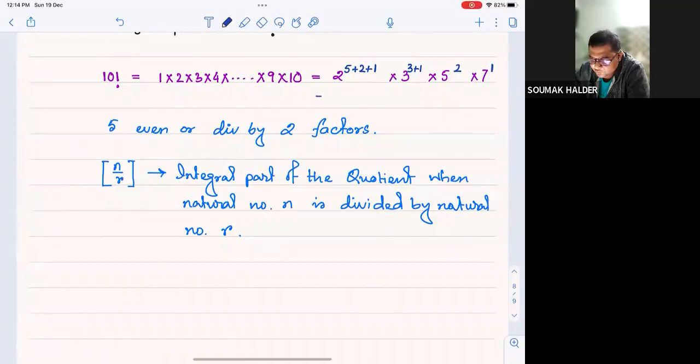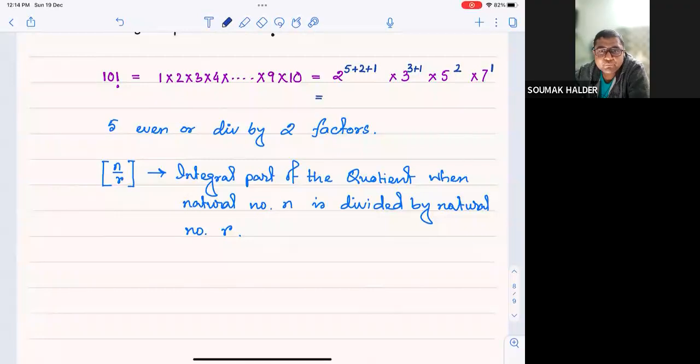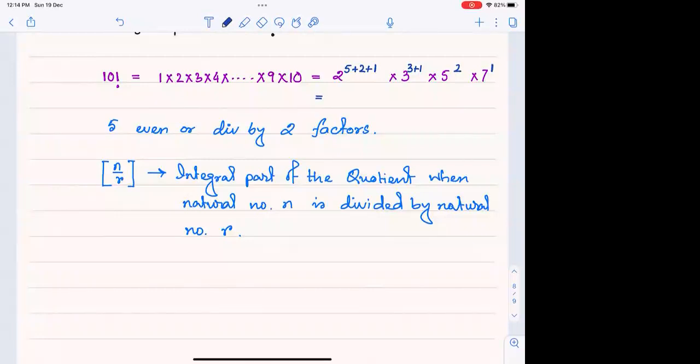Yes, sir. Sir, I did not understand this. Could you please explain it again? Which part? Sir, like how you got 2 to the power 5 plus 2 plus 1, and 3 to the power 3 plus 1, 5 to the power 2, and 7 to the power 1.